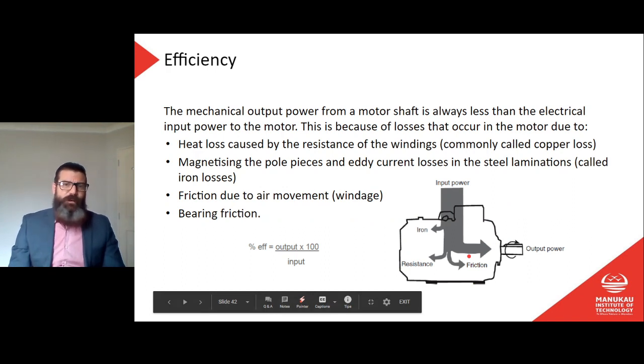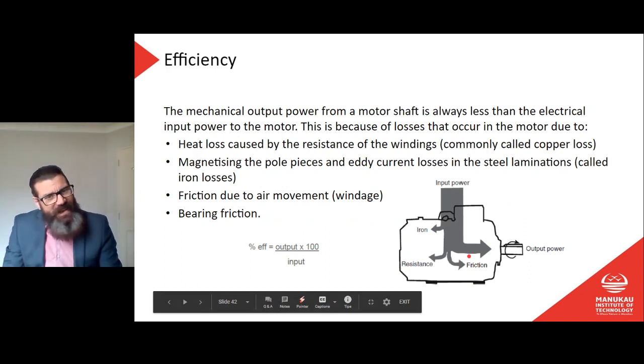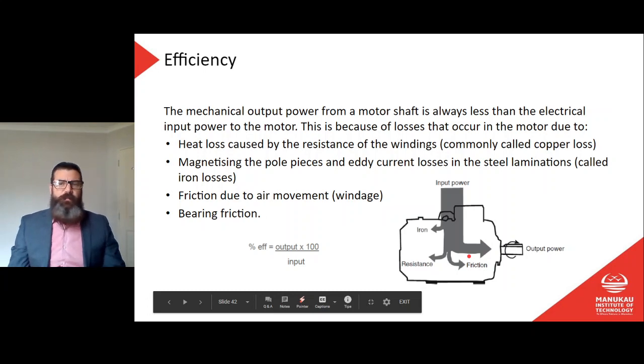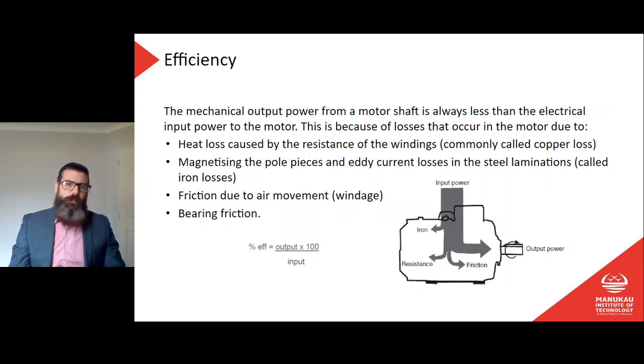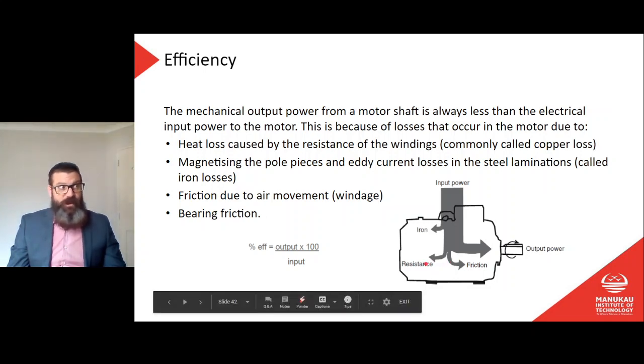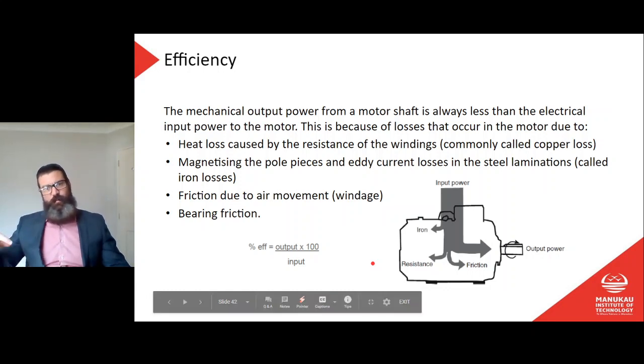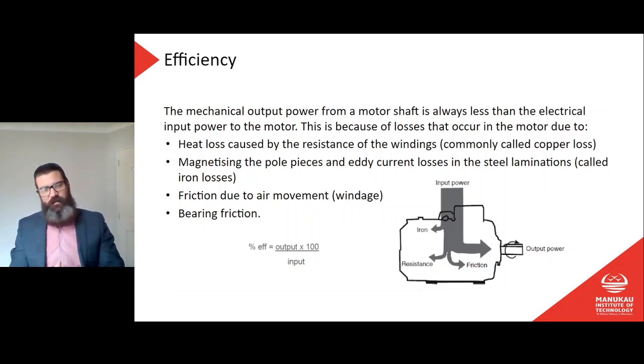Efficiency. The mechanical output power from a motor shaft is always less than the electrical input power to the motor. That makes sense, right? If we were getting more output than input, then that's free power, right? And then we just hook that output to a generator and we generate more power than we're required to put in, and then we can use the extra power. Free power doesn't exist.